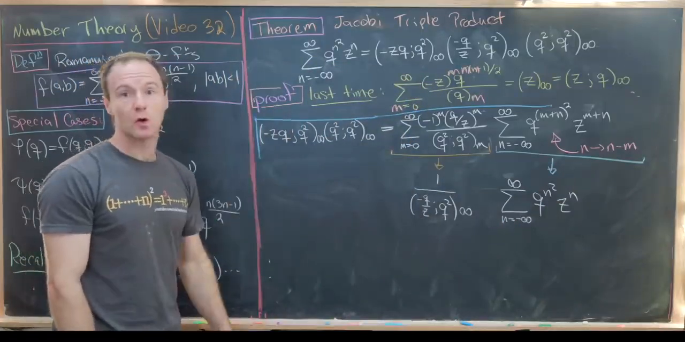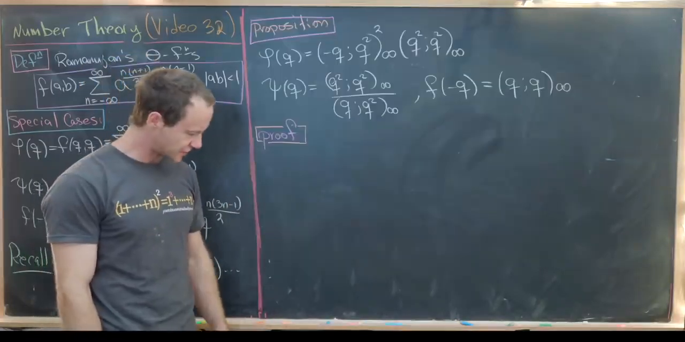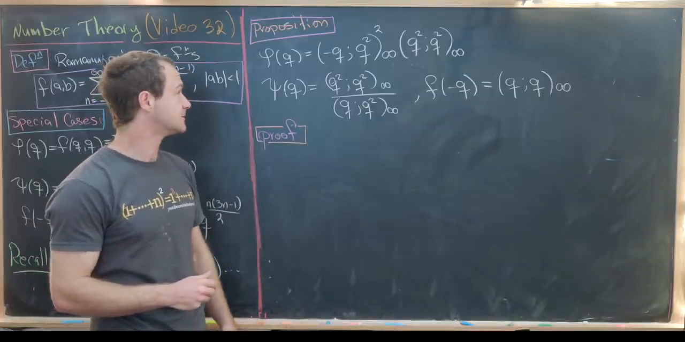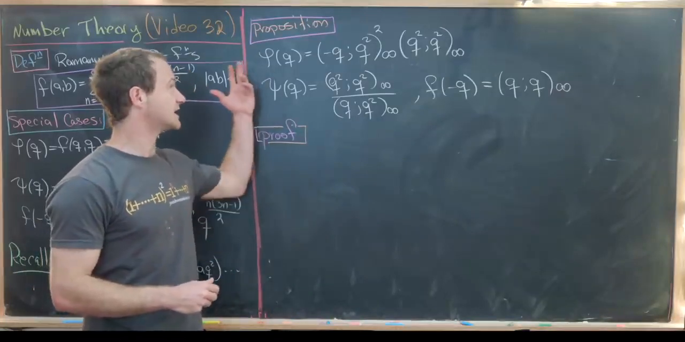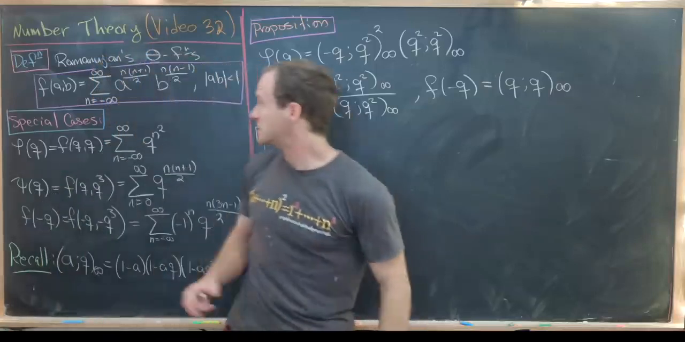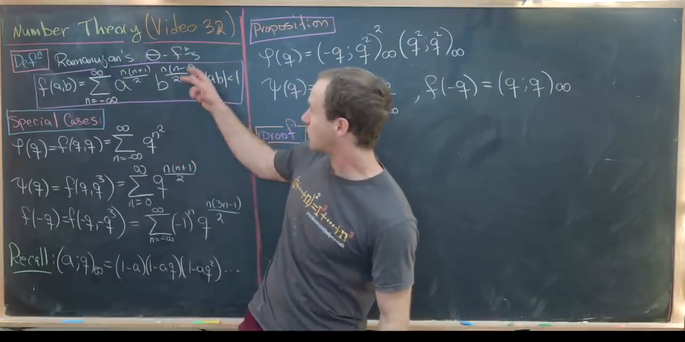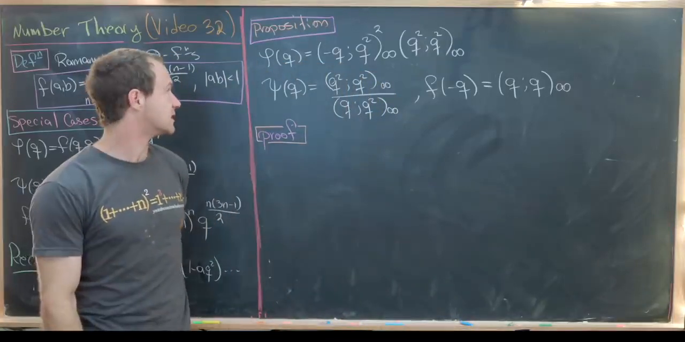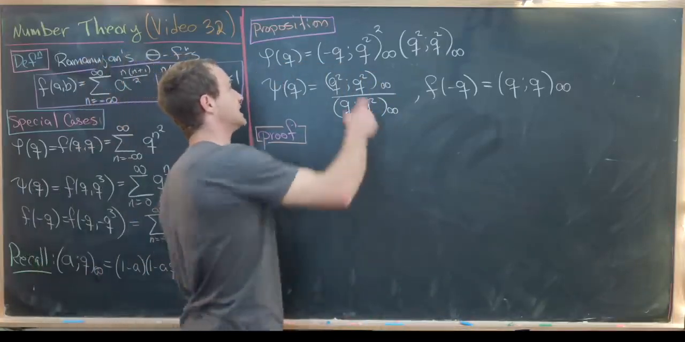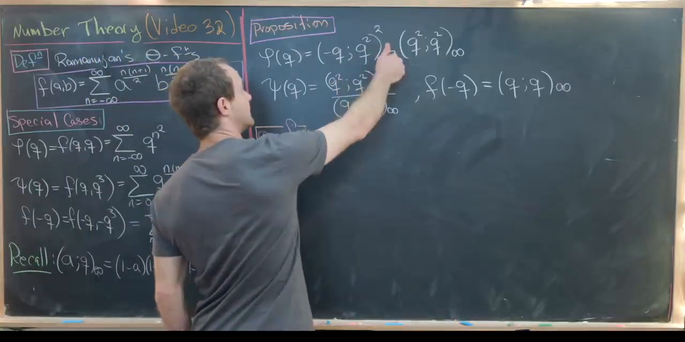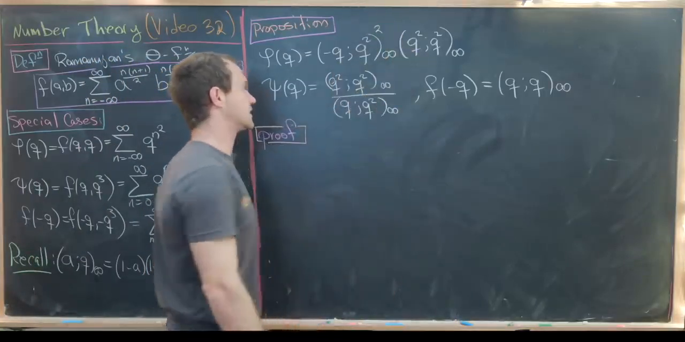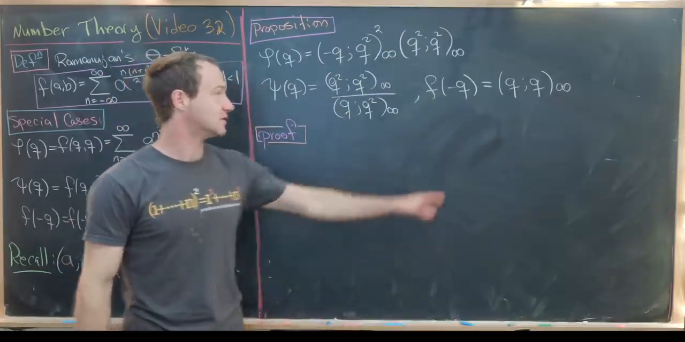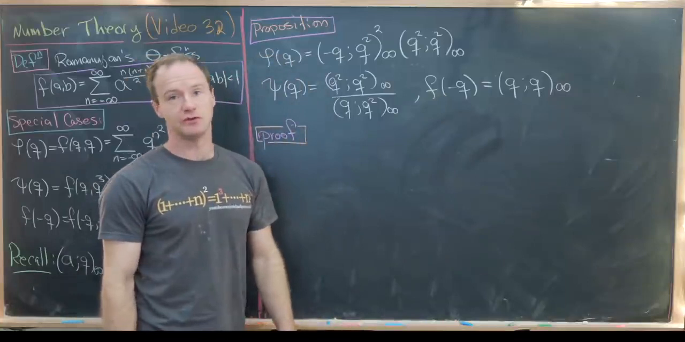Okay, so let's look at a corollary of this theorem. So here's a proposition which is really a corollary of what we just proved, the Jacobi triple product identity. And that is the ability to rewrite these special cases of Euler's theta function in terms of products instead of sums. So this phi of q is minus q squared infinity squared, and then q squared. This psi of q has the following form, and then f of minus q can be rewritten as q infinity.